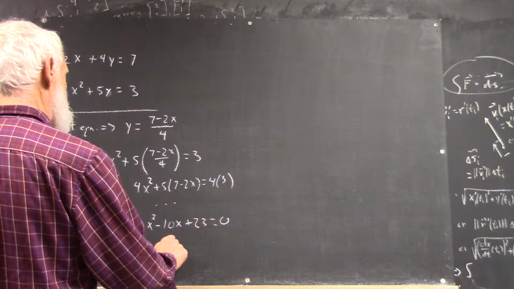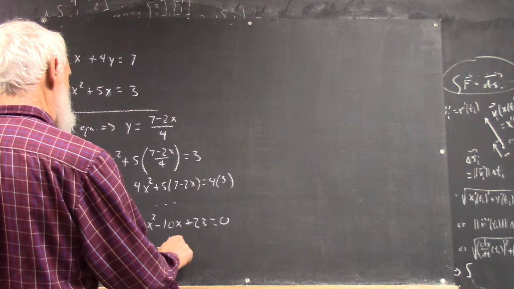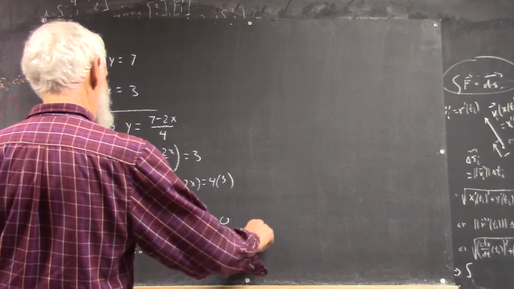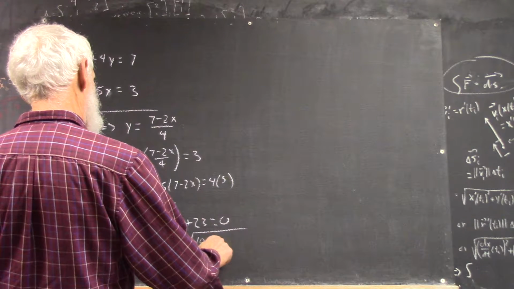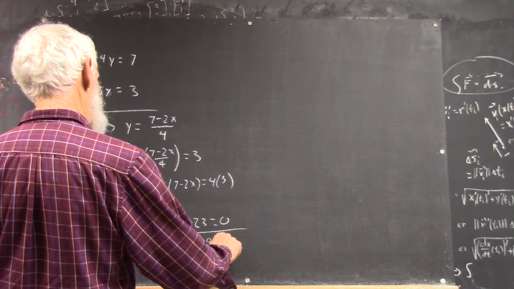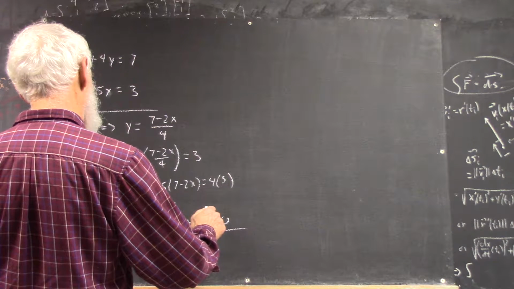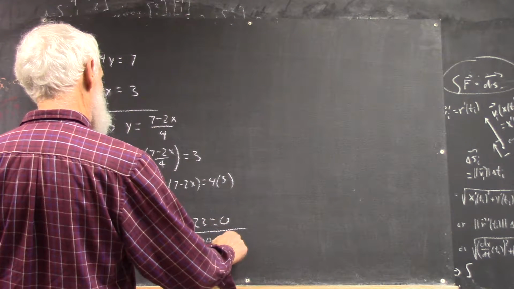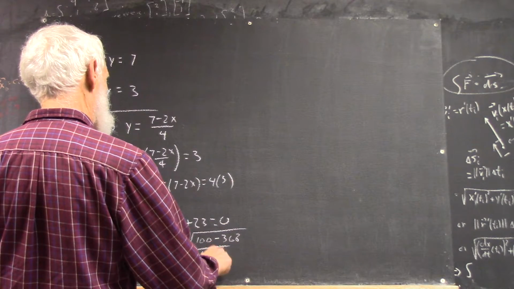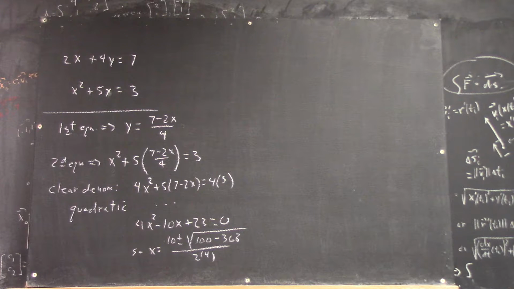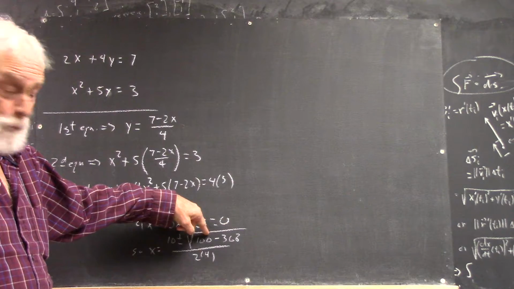So x equals 10 plus or minus the square root of 100 minus, let's see, 4 times 92 is 368, over 2 times 4. Okay? Now in this case, you get a complex solution.